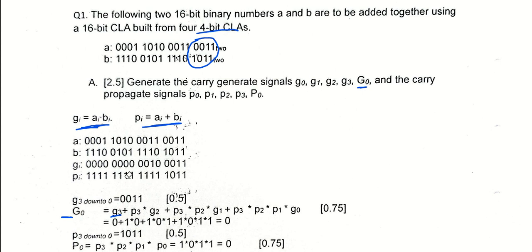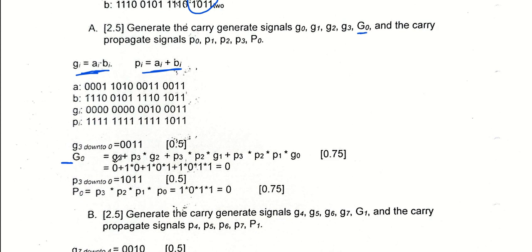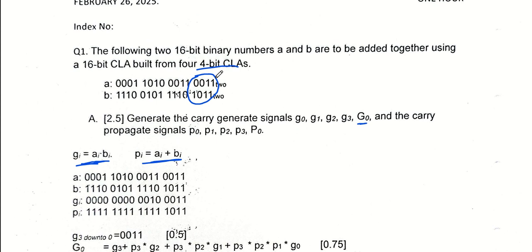This is just a formula, right? But what it means is that we get the capital G from the small g's and small p's. So this is how we get it, and that's the formula. The formula is just small g3. Because you see, when we talk about g0, we are talking about the first adder's g. When we talk about g1, we are talking about the second adder's g. When we talk about g2, we are talking about the third adder's g.